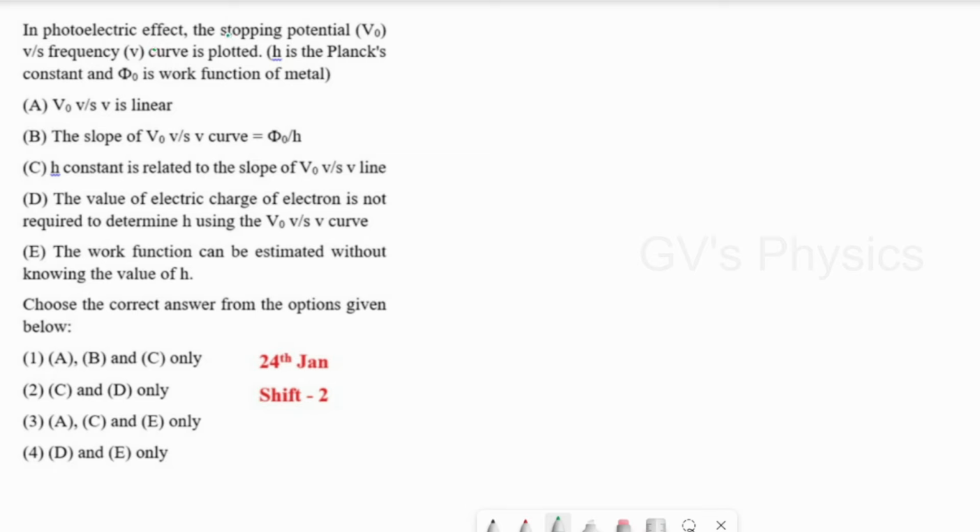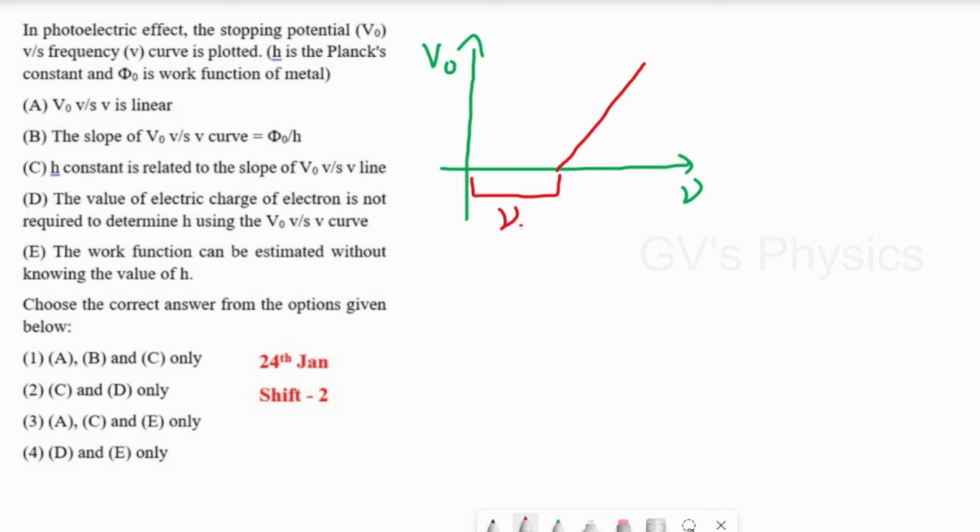In the photoelectric effect, the stopping potential V0 versus frequency nu curve is plotted. This graph we have seen in the theory itself. Totally, for the photoelectric effect we have 4 graphs. The last one is frequency with respect to the stopping potential. The graph will be linear and it will not start from 0, because this part is a minimum frequency that you call the threshold frequency. From this graph we have to find which statements are correct.